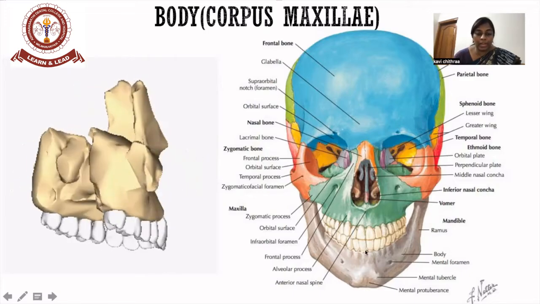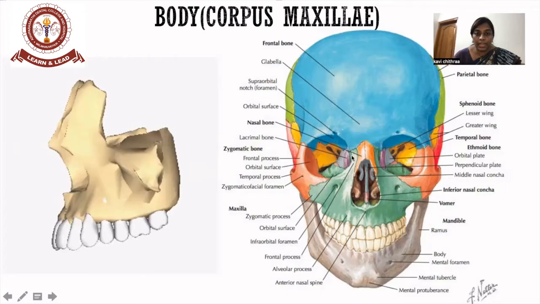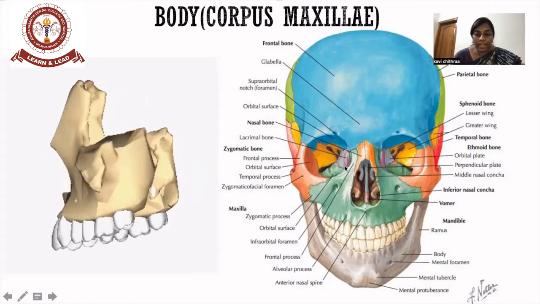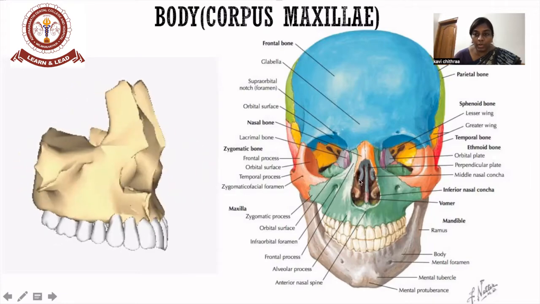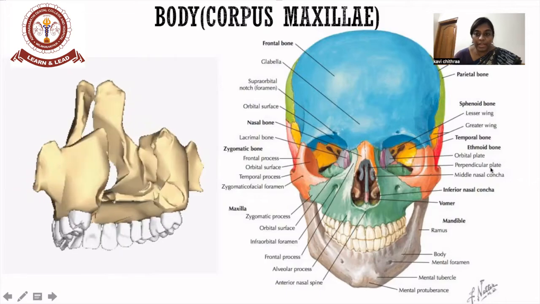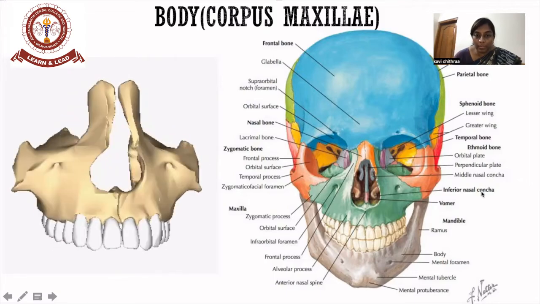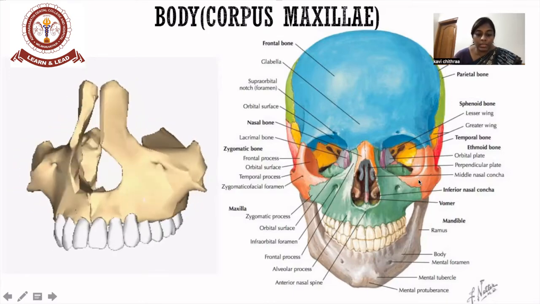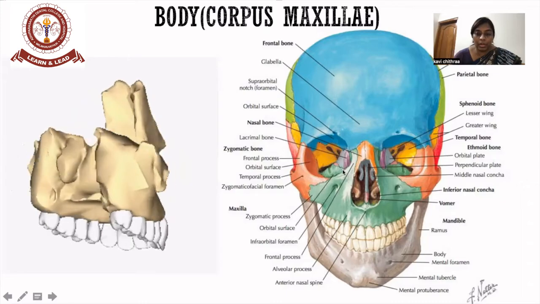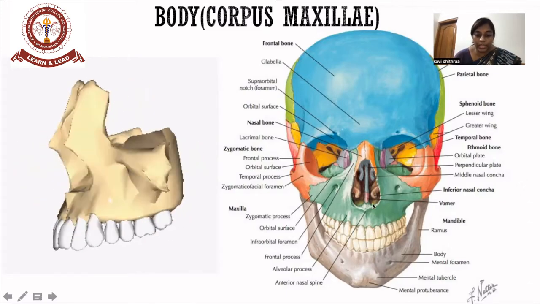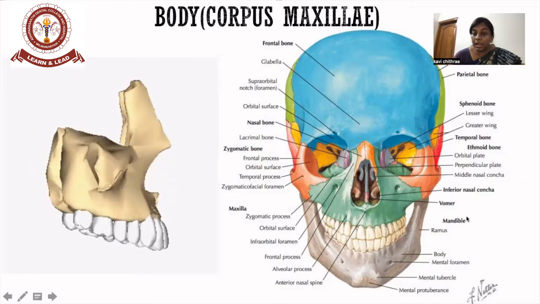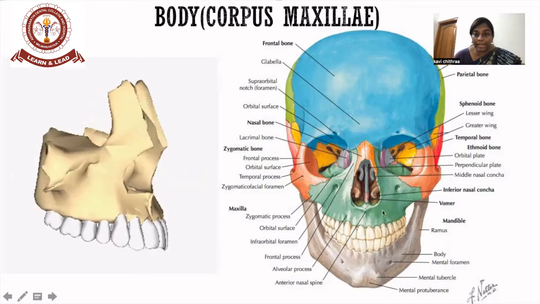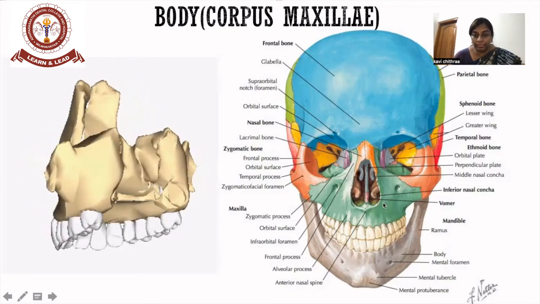Okay, so superiorly it articulates with 3 bones: the nasal bone, the frontal bone, and the lacrimal bone. Medially, it articulates with 5 bones, which is the ethmoid bone, inferior nasal concha, and vomer, palatine bone, and the zygomatic bone. Laterally, it articulates with 1 bone, which is the zygomatic bone. Okay, so medially, the 5 bones are ethmoid, inferior nasal concha, vomer, palatine bone, and the opposite maxilla.